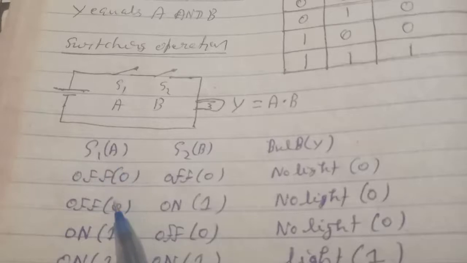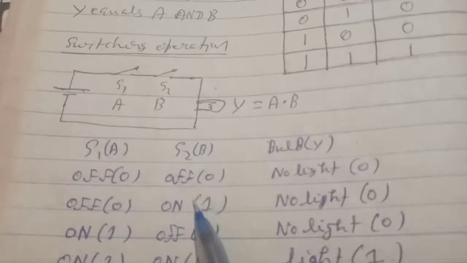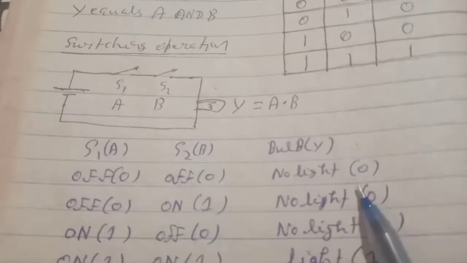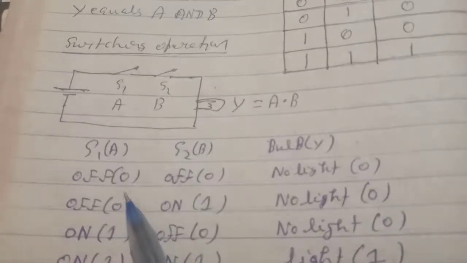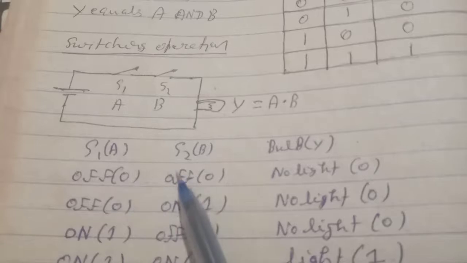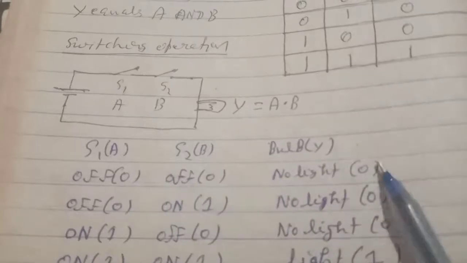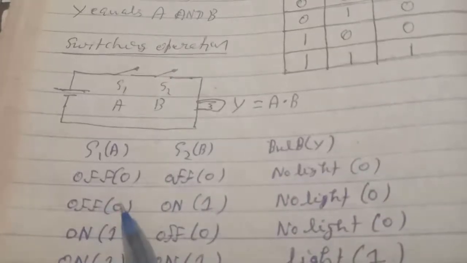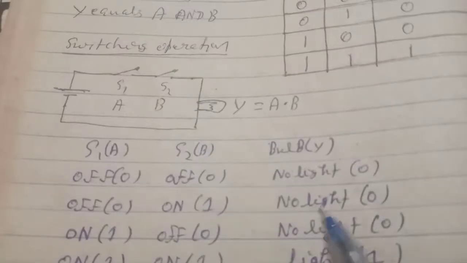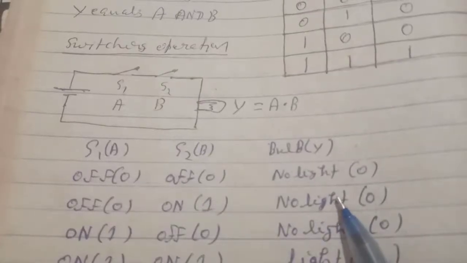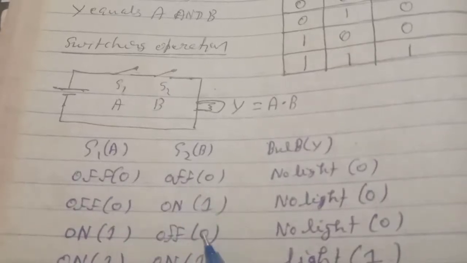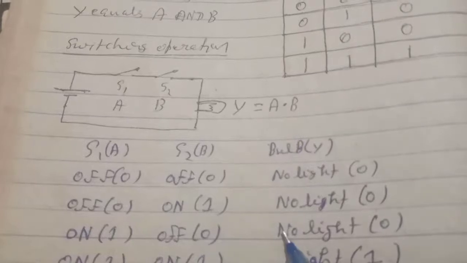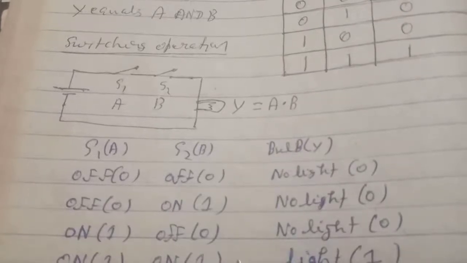Similarly, when S1 is off and S2 is on, again we get no light. This is the off state. Or you may also say that when S1 is low and S2 is low, output is low. When S1 is low and S2 is high, we get output as low. When S1 is on, that is high, and S2 is off, that is low, again we get output as low, that is no light.